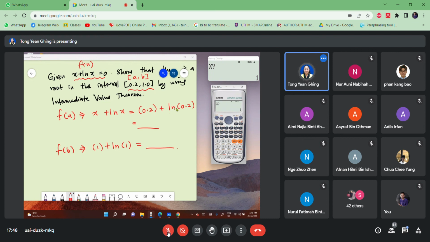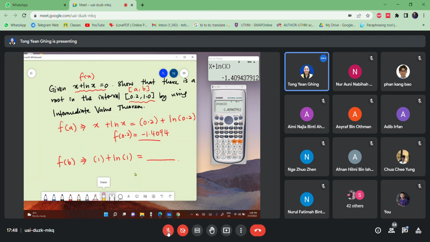I substitute 0.2. So here I press 0.2. So I will get negative 1.4094. Now I want to calculate the other one, when I substitute the value of x with 1.0. So we get, now calculate, x is 1, equal to. So you get the answer is 1.